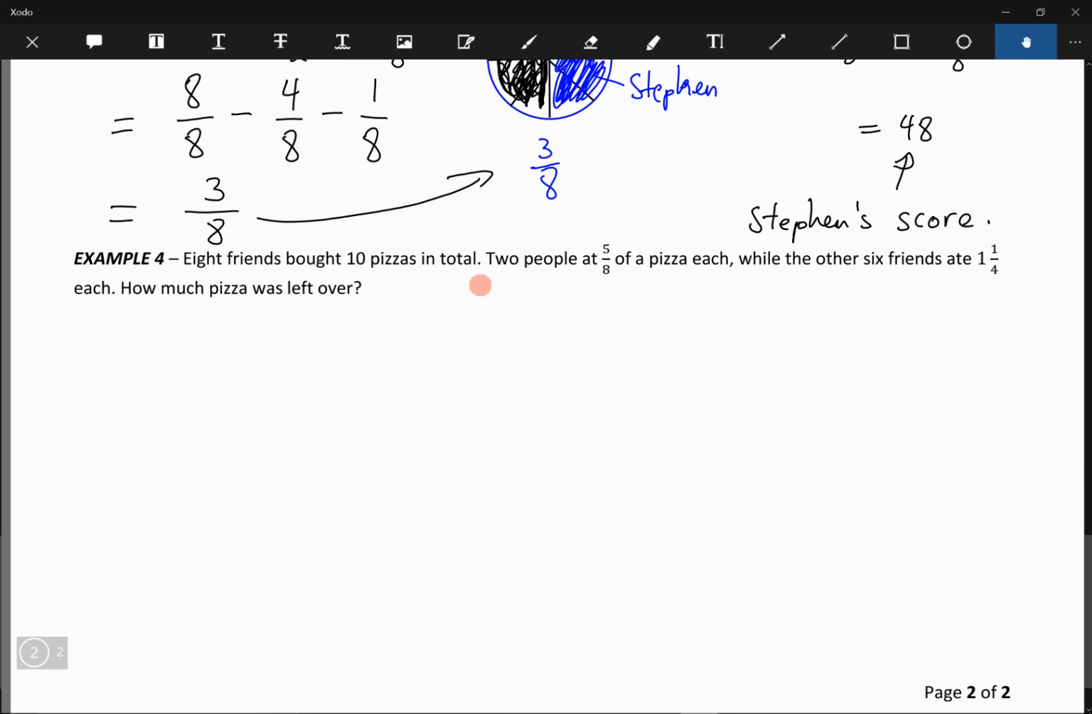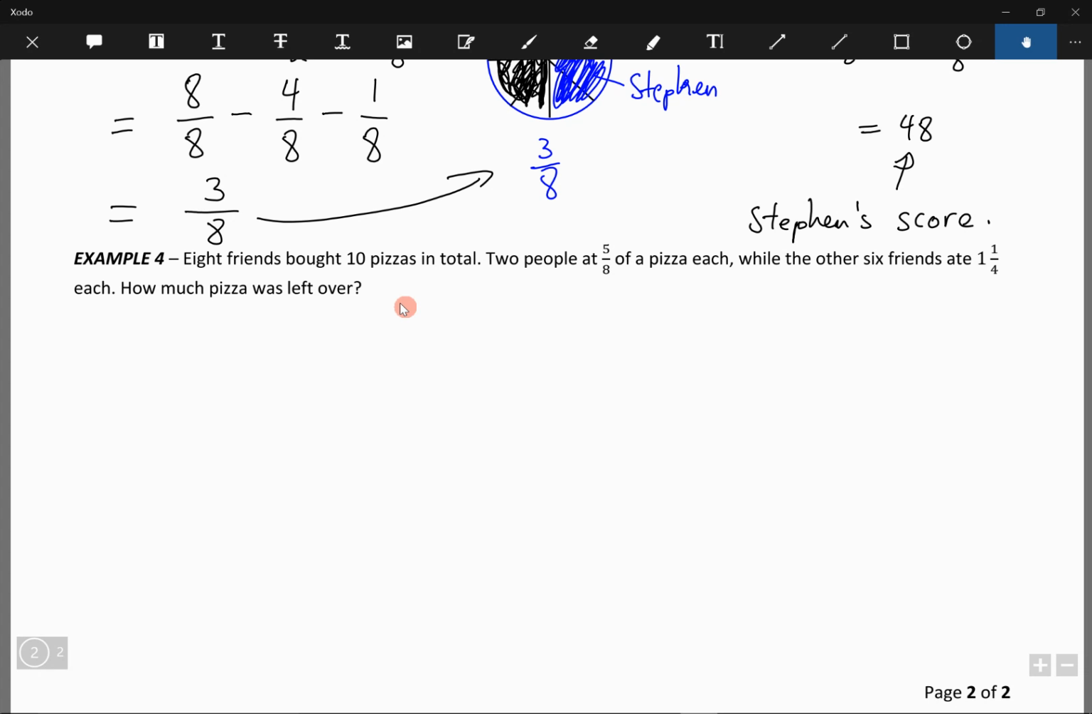All right, so my last example. So we have here 8 friends bought 10 pizzas in total. 2 people ate, or I should have said 2 people ate 5/8 pizza each, while the other 6 friends ate 1 1/4 each. How much pizza was left over? Ooh, okay, it's going to be interesting.